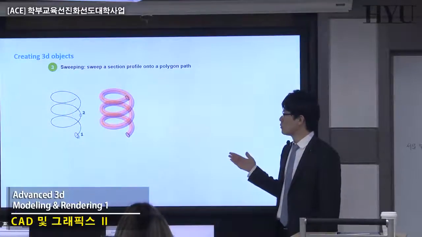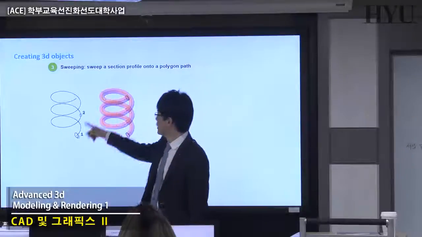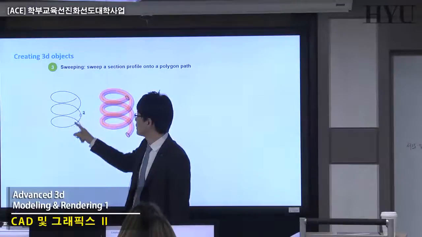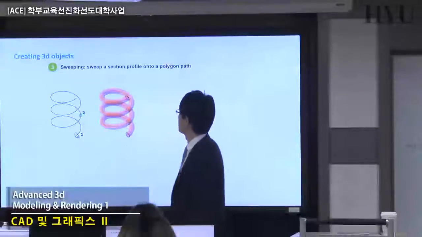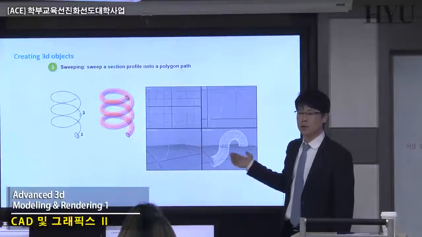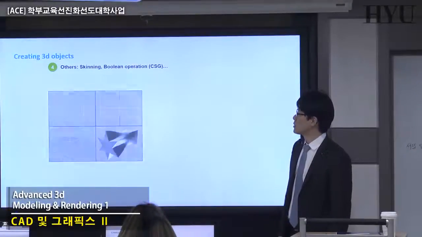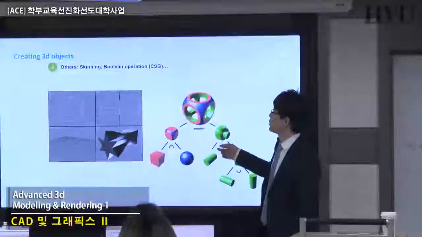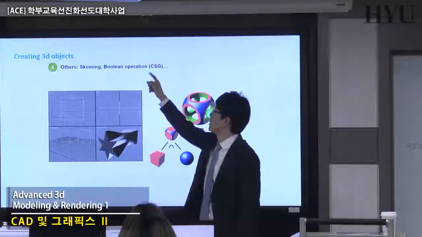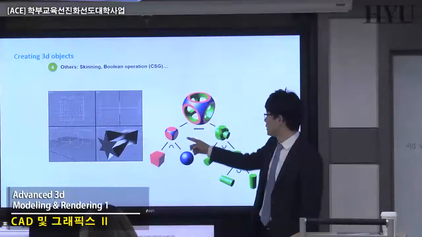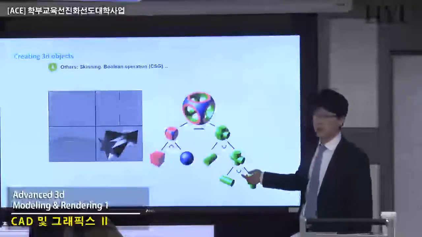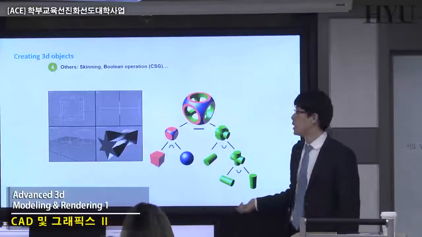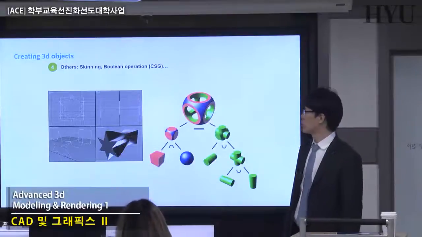The third one, probably the most important, is sweeping. Also, the section profile is very important, and its path, so that you can generate something like this. Next, others, something like morphing, using different section profiles, and also constructive solid geometry, CSG, the so-called Boolean operation: A minus B, A union B, A plus B, A intersection B, and so on. They are operations, operation-based geometric creation.